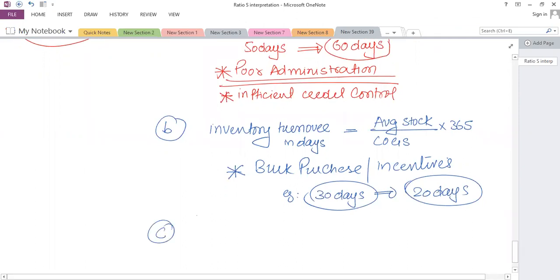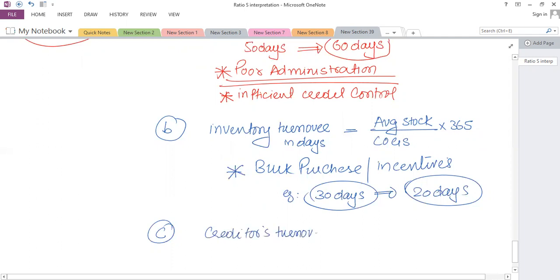Third one is, sometimes it happens that a supplier is offering you bulk purchase discount, and as a result, you are piling up your inventory. Okay. Sometimes you are anticipating demand, and as a result, you are piling up your inventory. There might be many reasons. Creditors turnover.